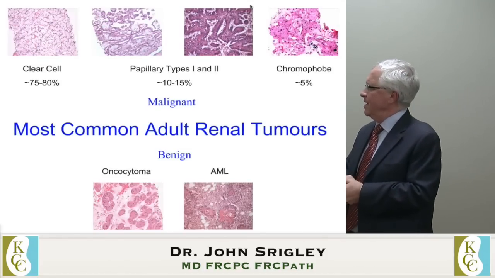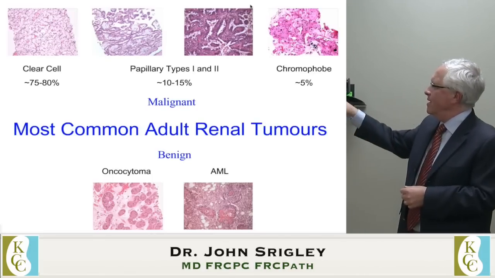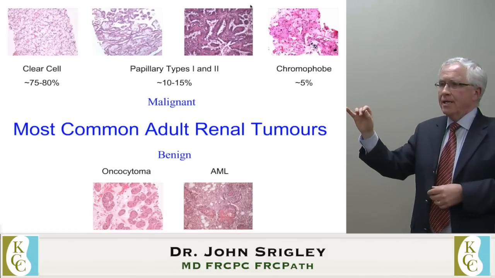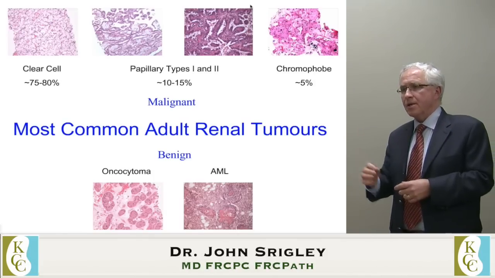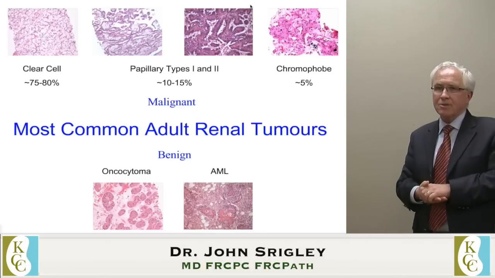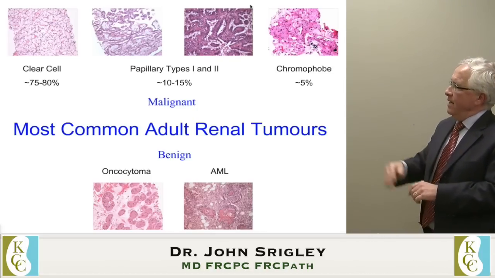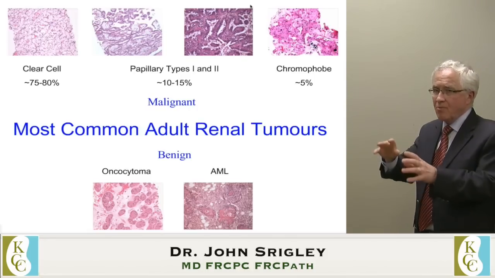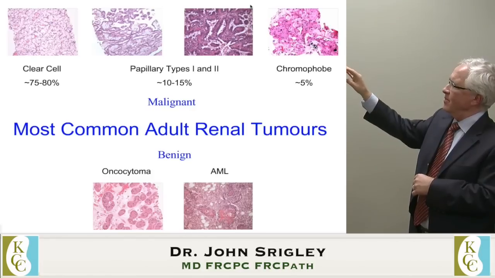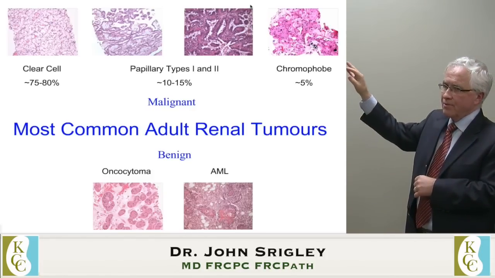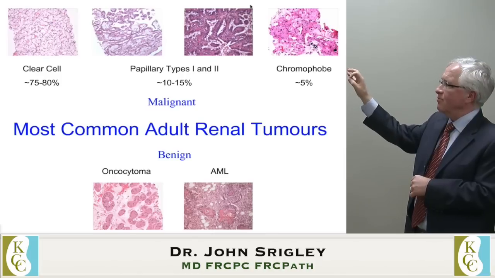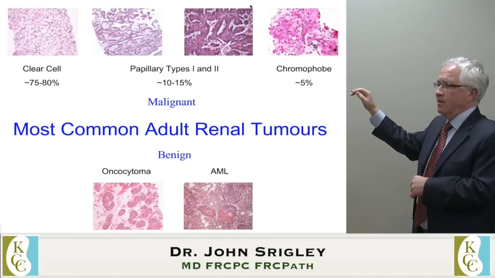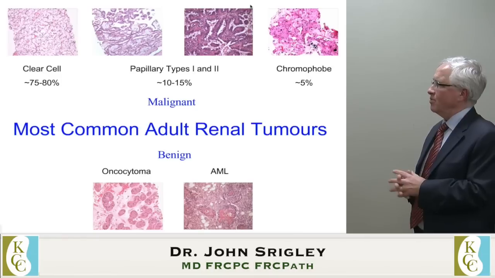On the bottom, we have a couple of the benign tumors, the oncocytoma and the angiomyolipoma. And on the top, we have the more common types of kidney cancer. So the clear cell carcinoma is the most common type of kidney cancer, accounting for about 3/4 of the kidney cancers that we see in our population. Followed by the next most common is the papillary carcinoma, which can be further split into a type 1 and a type 2. And then a relatively uncommon tumor is the chromophobe renal cell carcinoma. About 1 in 20 cancers are chromophobe renal carcinomas. And then there's a whole host of these other very, very rare cancers that would be, you know, 1 or 2% of the overall population.